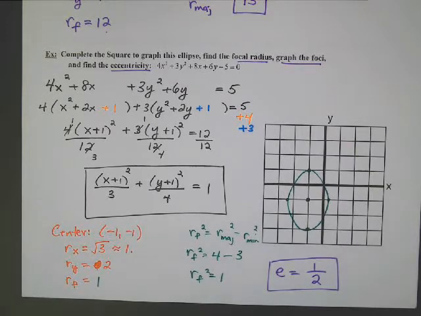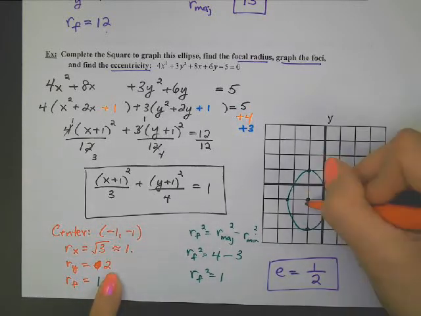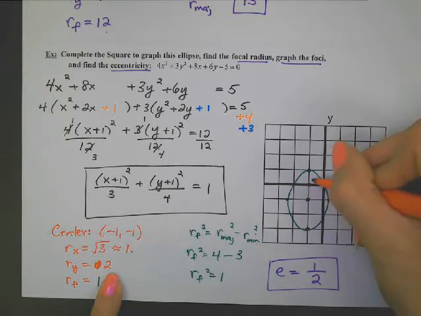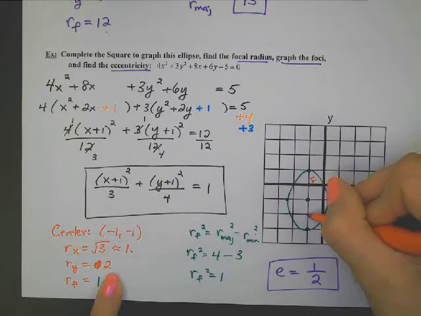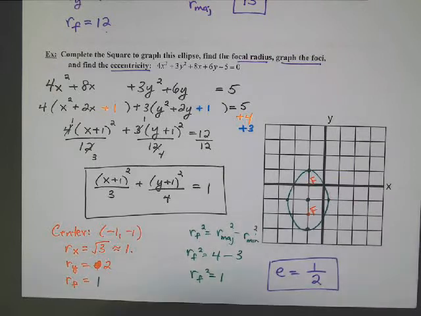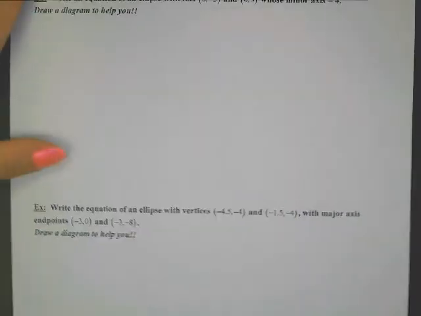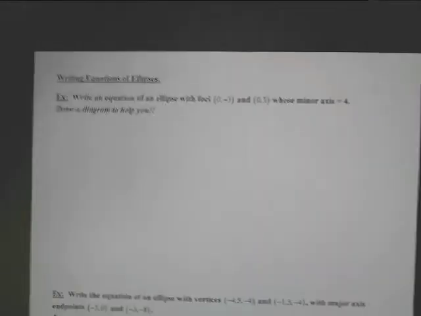And the only other thing we need to add on are the foci. The focal radius is 1, and it goes on the major. The major is r sub y. So that means the foci are going up and down. So 1 unit up from the center, here's one focus point, and there's the other focus point. And that's everything about an ellipse. The only other thing we can do is possibly write an equation.